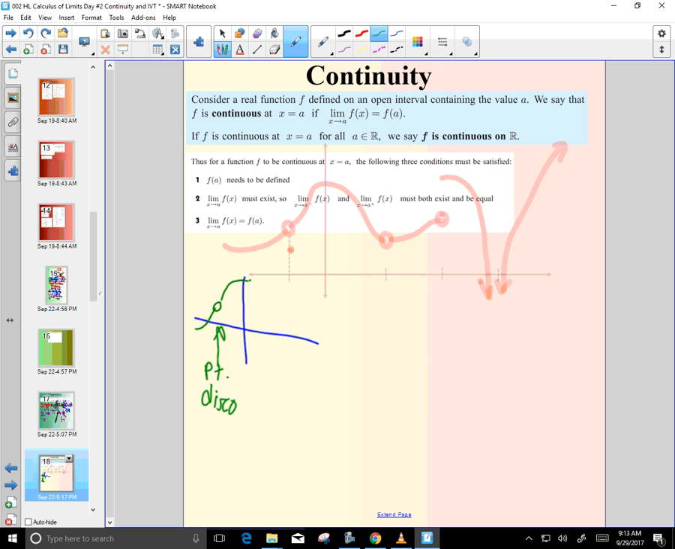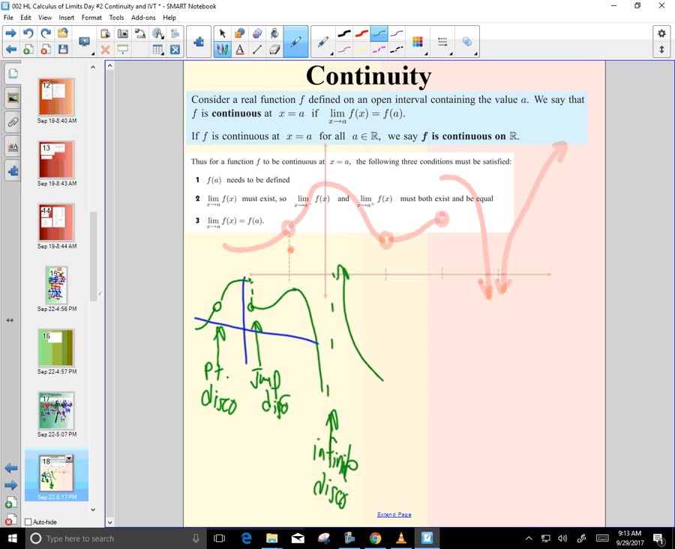The other one is called a jump disco. And the third one, anybody know what the third one is? Oh, I forgot. I have them drawn up here already. It's called the infinite. And infinite is just an asymptote. Oh, yeah, they're all discos. Discontinuity. All right?